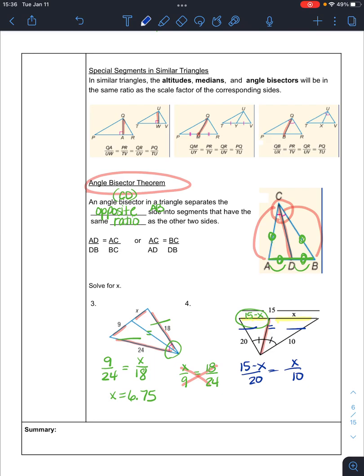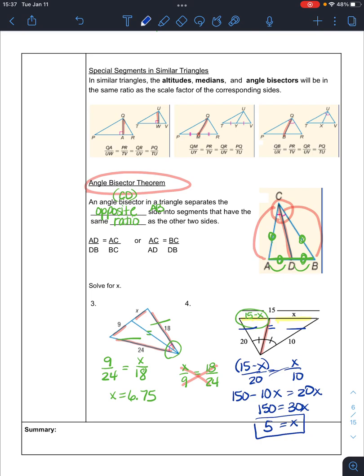Be careful when you do this. Make sure that you multiply the entire top. It's 10 times 15 minus x. That's 150 minus 10x is equal to 20x. You get 150 is equal to 30x, or x is equal to 5. So if x is equal to 5, then I know the other piece has to be equal to 10.